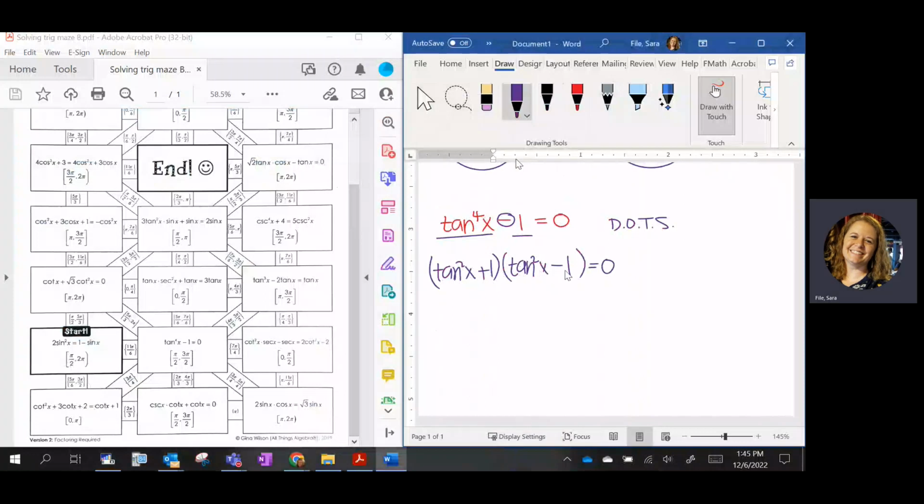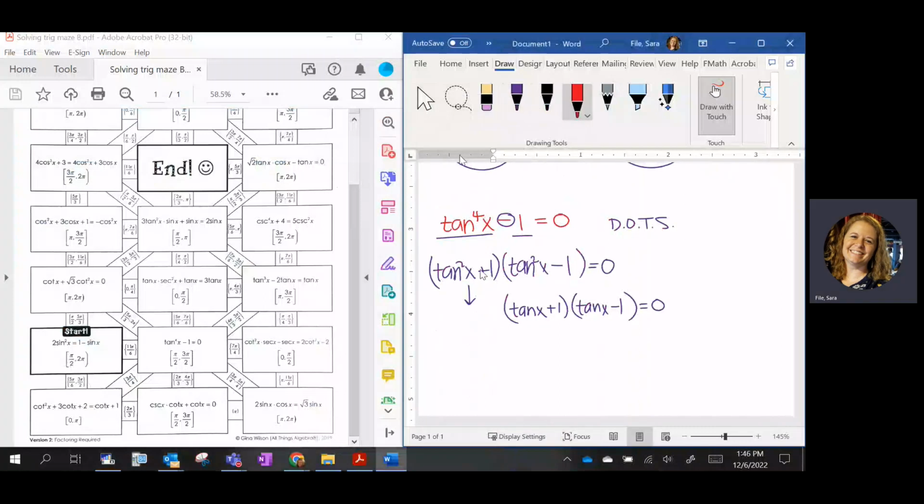But this one is a difference of two squares still. So it can be broken down into two other binomials, because if I take the square root of tangent squared, that's just tangent. And if I take the square root of 1, that's just 1, and I do 1 plus and 1 minus. Now this term doesn't go away, it's still here. Okay, and then I can solve.